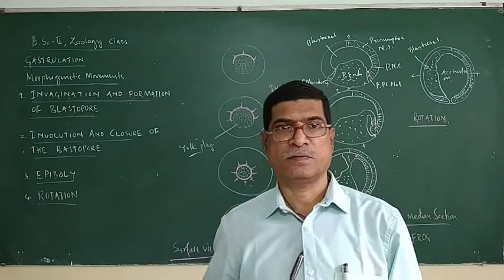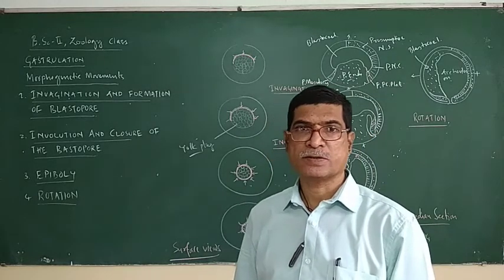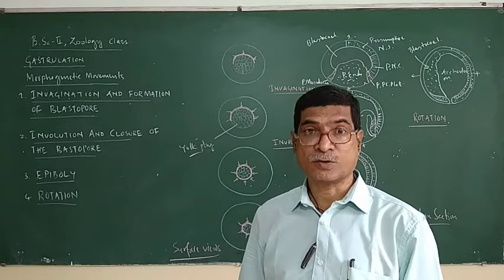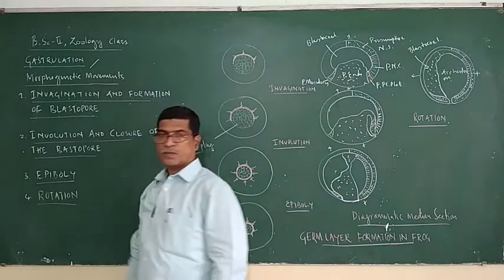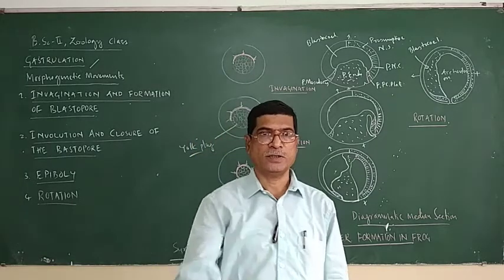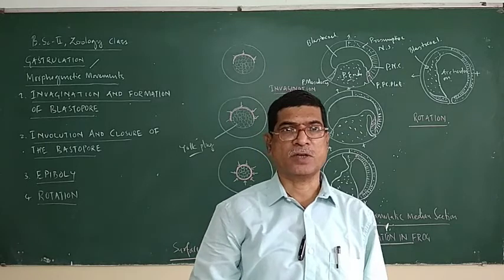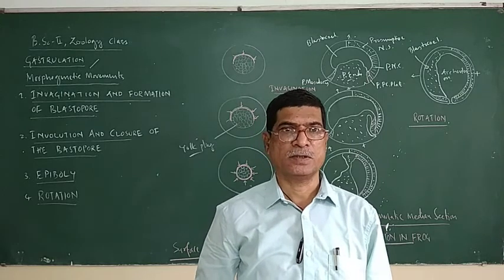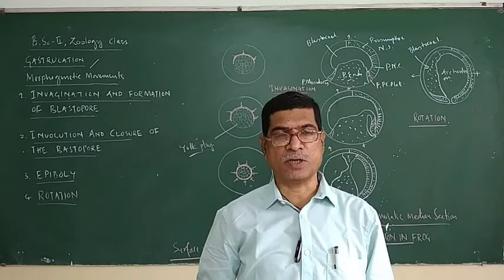So in the previous video we were discussing one of the morphogenetic movements that occur during the development of frog embryo from blastula. So we are talking about gastrulation in frog egg. What is gastrulation? Gastrulation is the process during which the blastula is converted into gastrula. During gastrulation, several processes are taking place. All processes together are known as gastrulation. So there are four different morphogenetic movements that occur during gastrulation.